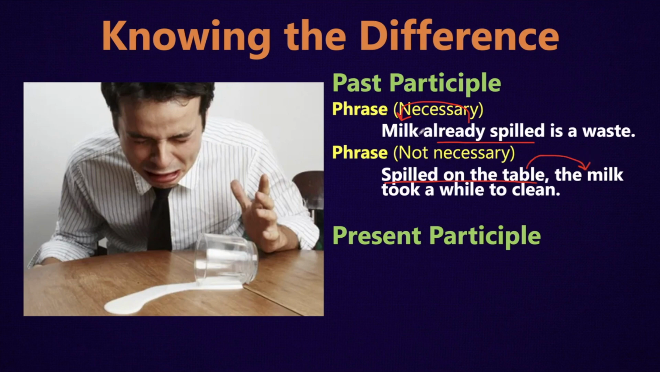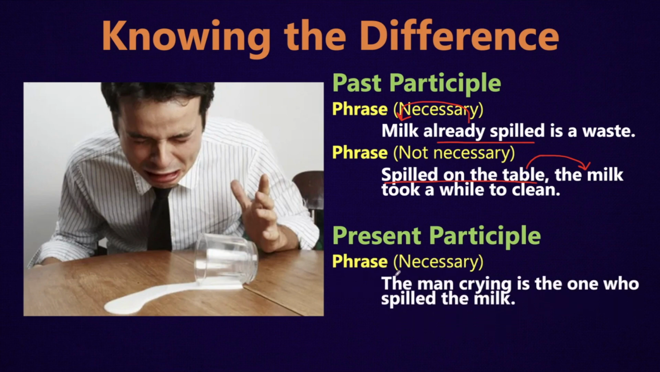So you're either going to see it after the noun it's describing or before the noun it's describing with a comma there. And again, if it's being used as a participle phrase, you will not see a helping verb with it. So there's no helping verb here. There's no helping verb here. It's just a group of words.